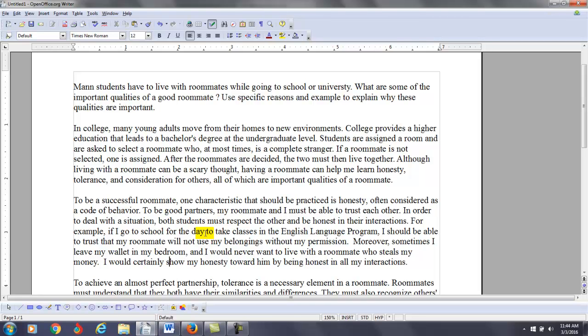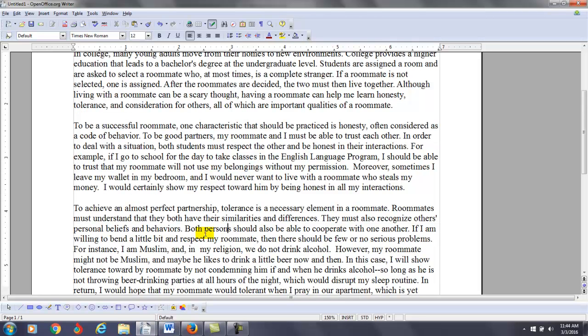I would certainly show, maybe here, because this ties back to respect that you've already said, I would certainly show my respect toward him by being honest in all my interactions.